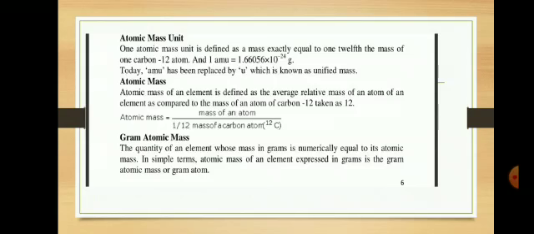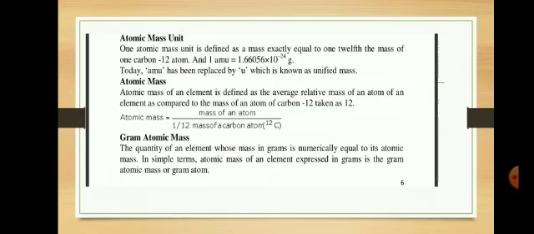Atomic mass unit. One atomic mass unit is defined as a mass exactly equal to 1/12 the mass of one carbon-12 atom, and 1 AMU is equal to 1.66056 × 10^-24 gram. Today, AMU has been replaced by u, which is known as unified mass.